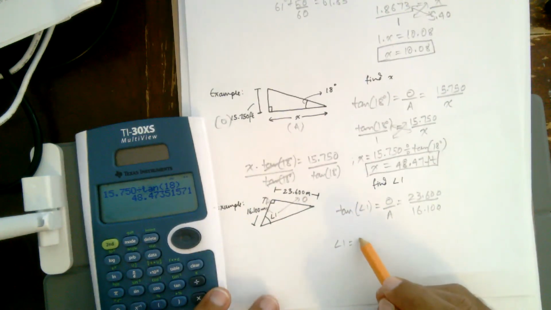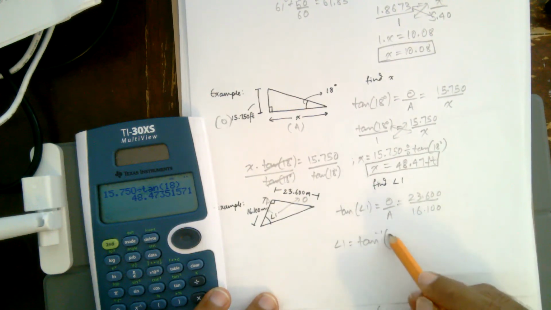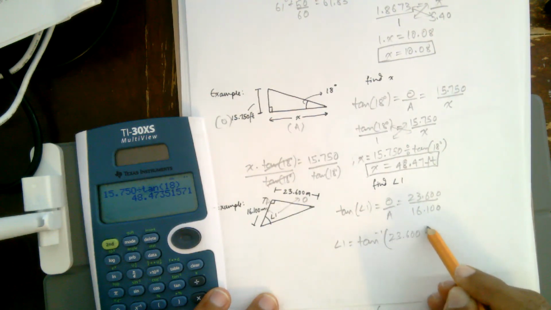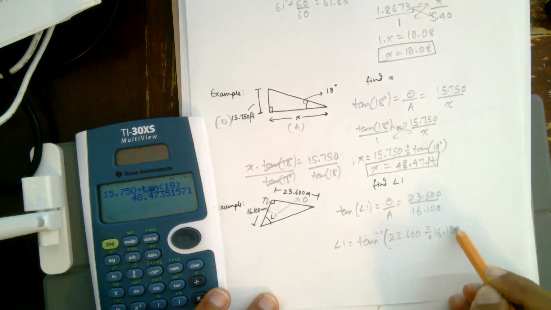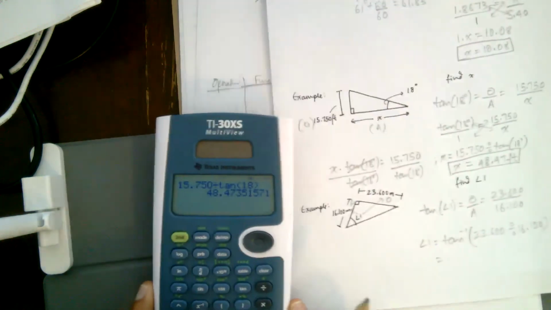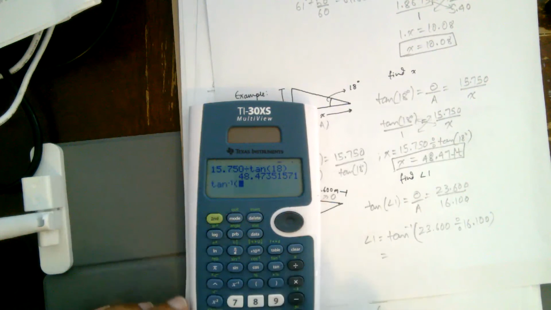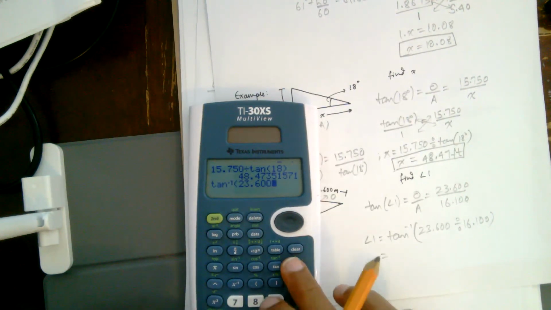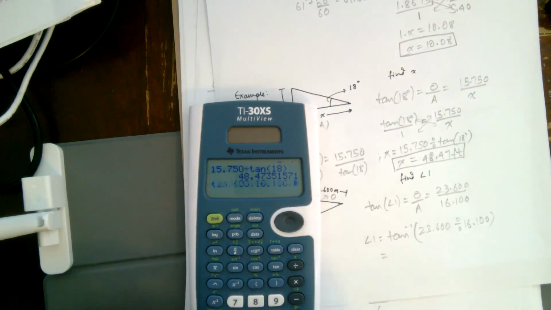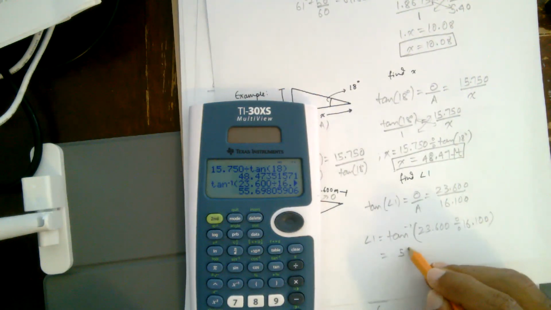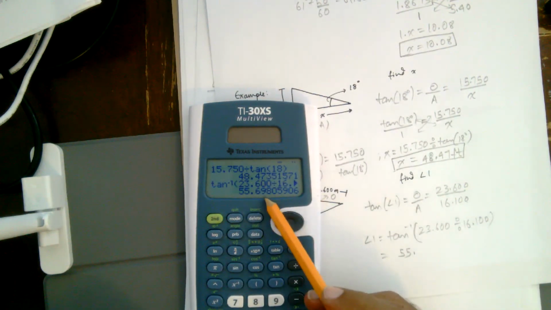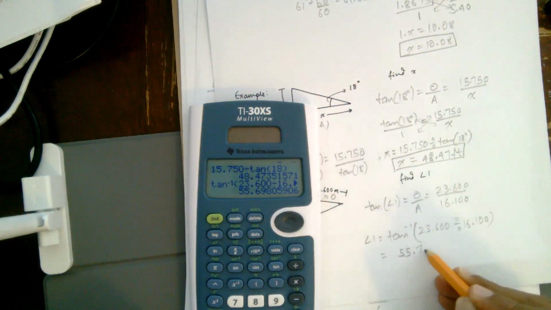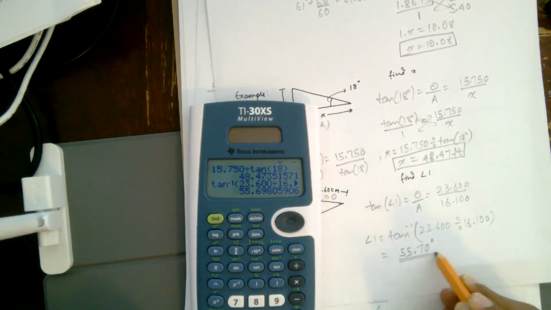Again here, instead of doing the division and then finding the inverse, you can just set this as angle 1 equals tan inverse of 23.600 divided by 16.100, and you can plug that as is on the calculator. 23.600 divided by 16.100 gives you 55.698. The 8 rounds up to 9, which rounds up to 10, which makes the 6 a 7. So 55.70 degrees.